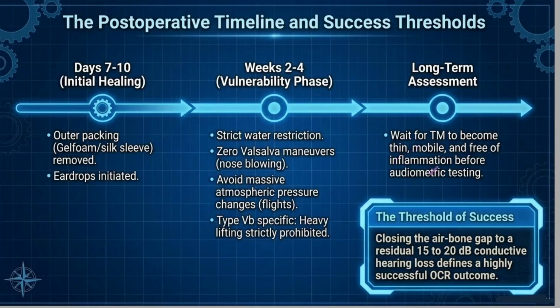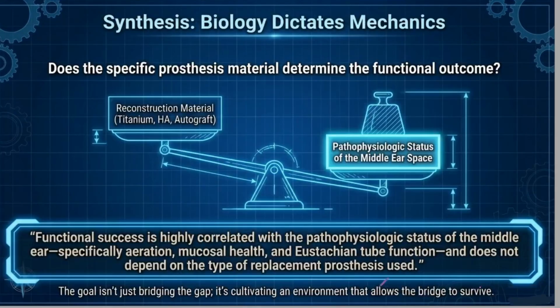If the mucosal lining of the middle ear remains chronically inflamed, or if the eustachian tube fails to ventilate the space properly, causing fluid to continually build up, the mechanics will fail. Exactly. The biological environment will overpower the engineering every single time. So the underlying health of the ear dictates the success of the hardware. Always. We've covered incredible ground today.